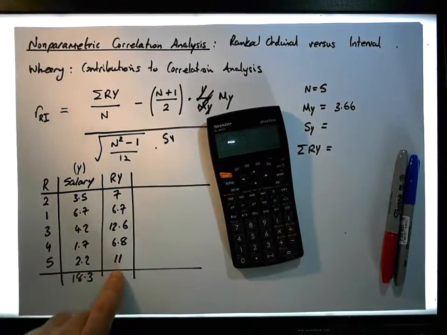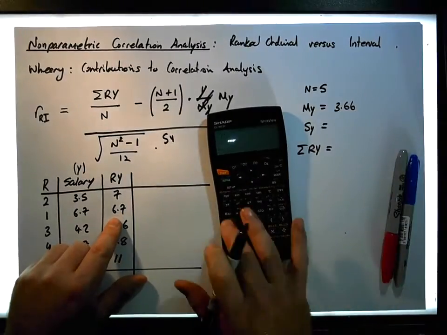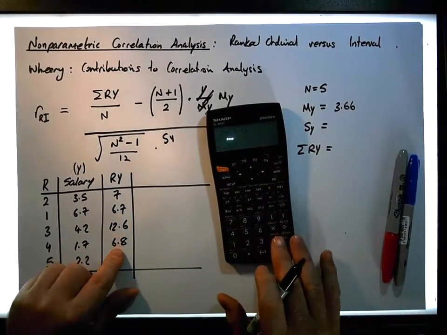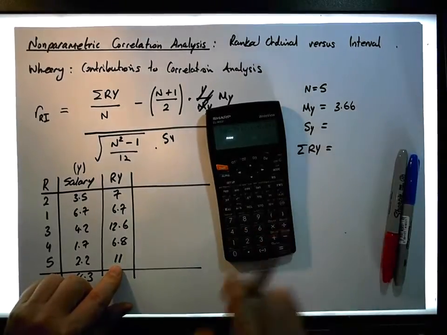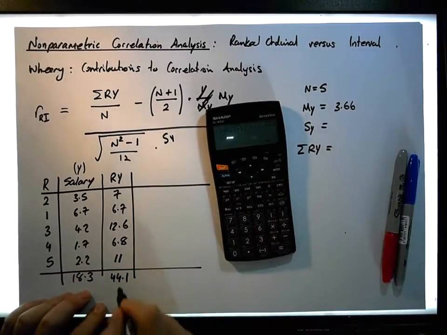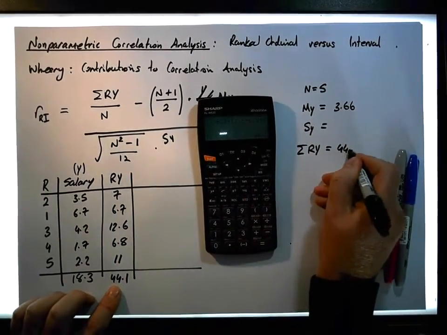And we need a sum of those. So let's actually sum them up. 7 plus 6.7 plus 12.6 plus 6.8 plus 11 gives us a total summation here of 44.1. So the sum of the cross products is 44.1.